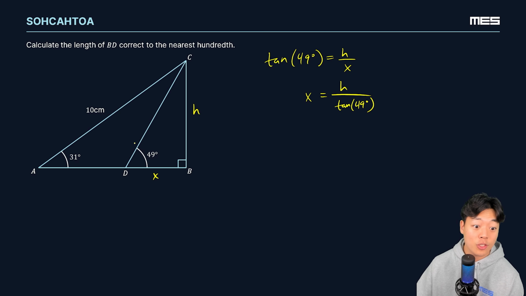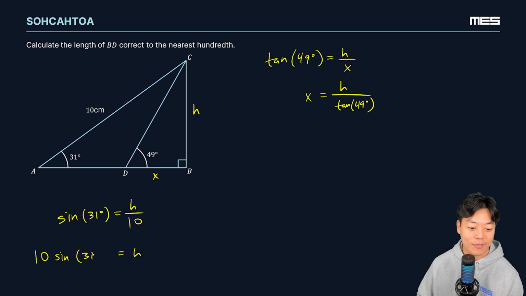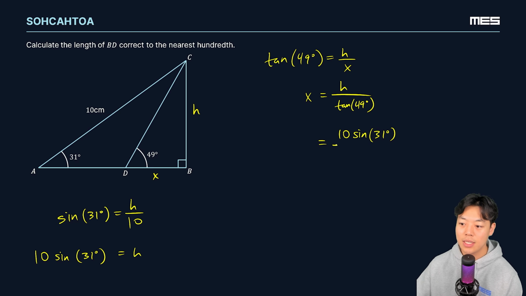Well, in order to find h, I can use 10, h, and 31. Sine of 31 degrees will give us h over 10. So h is simply 10 sine of 31 degrees. Plug that into that h right here: 10 sine of 31 degrees all over tangent of 49 degrees. And I can plug this in.